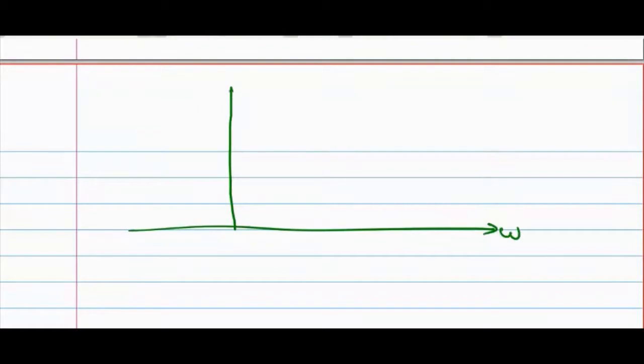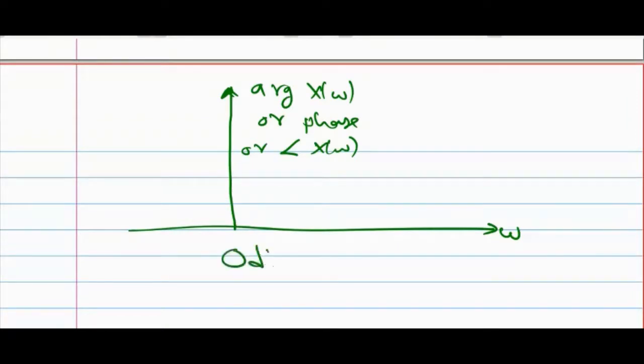Then the phase spectrum. The phase spectrum is the graph of phase versus frequency. Phase is denoted by argument x of omega, or you can say the phase spectrum is denoted by angle of x of omega. All these are the notations. And the phase spectrum is an odd function.